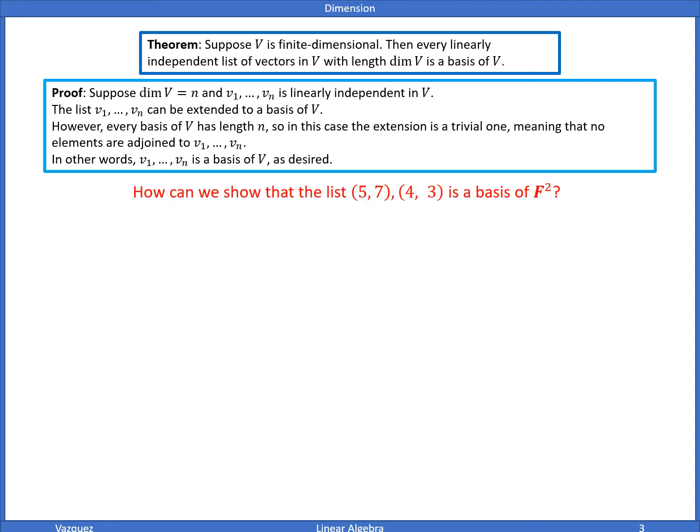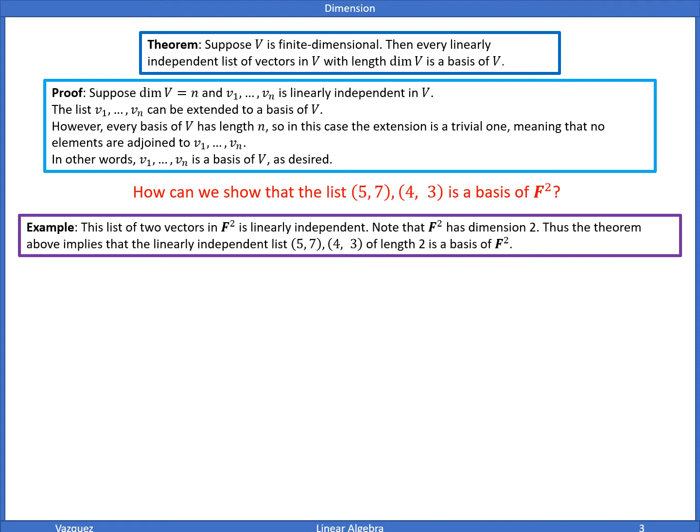So, how can we show that the list (5, 7), (4, 3) is a basis of F^2? Well, the list of two vectors in F^2 is linearly independent, and F^2 has dimension 2. So this theorem above implies that the linearly independent list of length 2 is a basis of F^2.